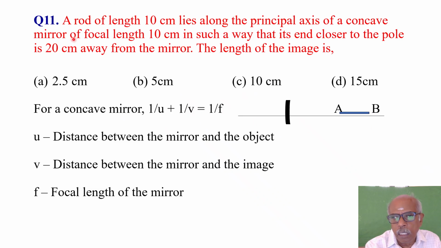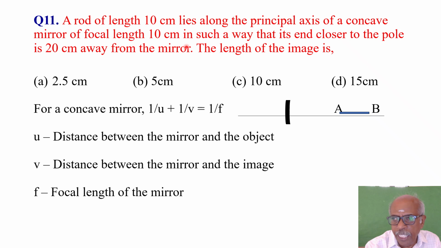A rod of length 10 centimeter. So this is the rod AB. Its length is 10 centimeter. It lies along the principal axis of a concave mirror. This is the concave mirror and this is the principal axis, this line. The focal length of the concave mirror is 10 centimeter.